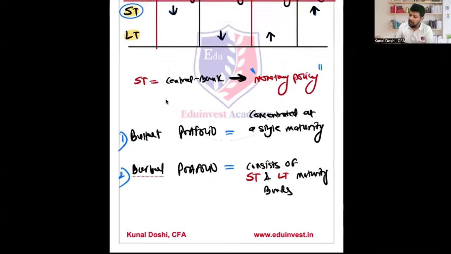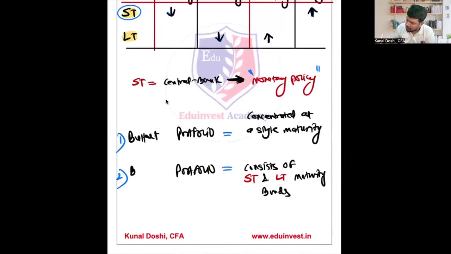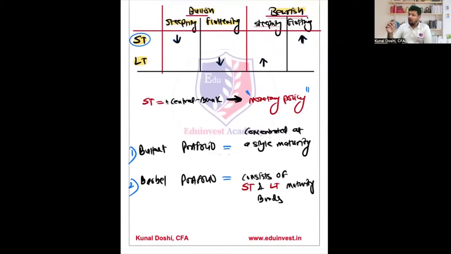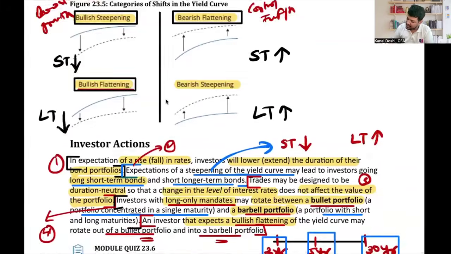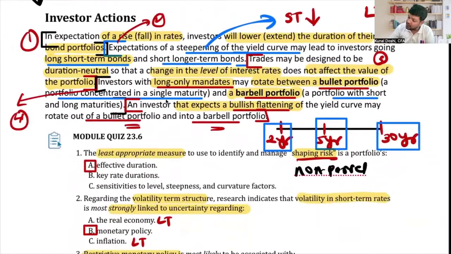Now my bullet and barbell look similar. Which one should I go for and in what situation? Understand this: investors with only long mandates, meaning they cannot do short selling, correct? May rotate between a bullet portfolio and a barbell portfolio. They will keep on shifting the portfolio. But those who do not have such a mandate can buy and sell.